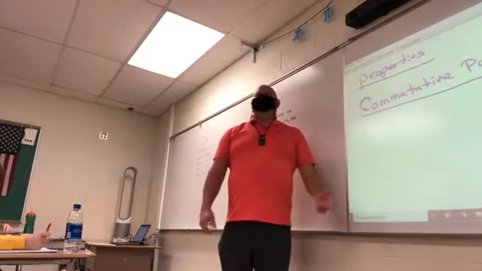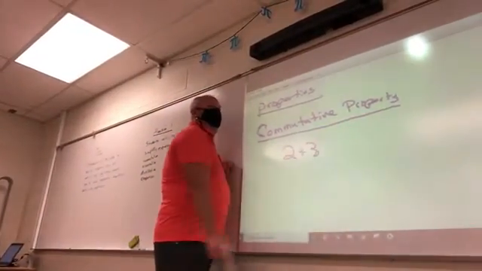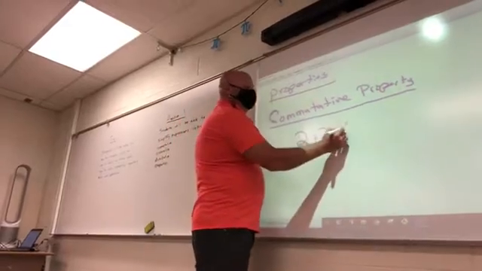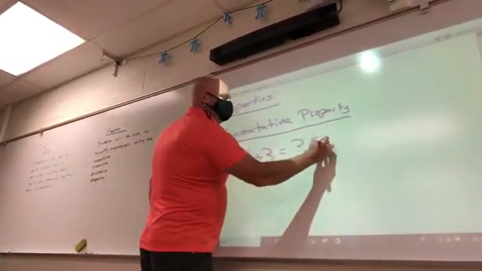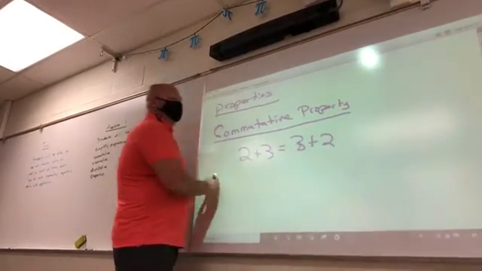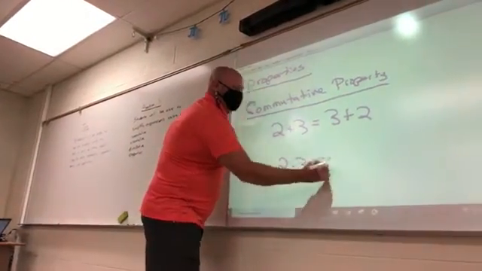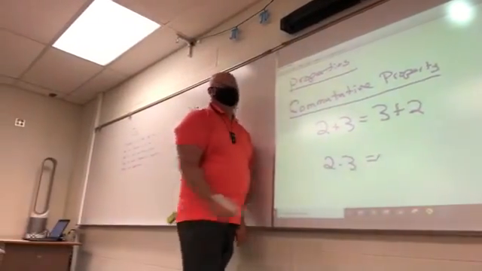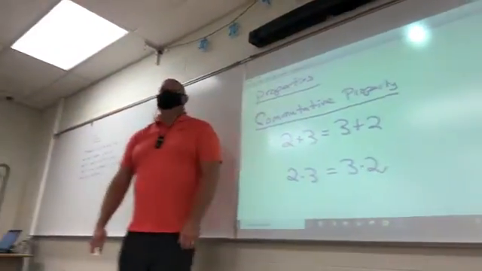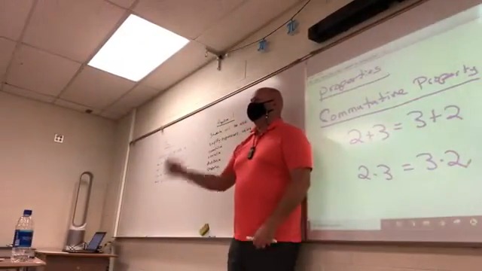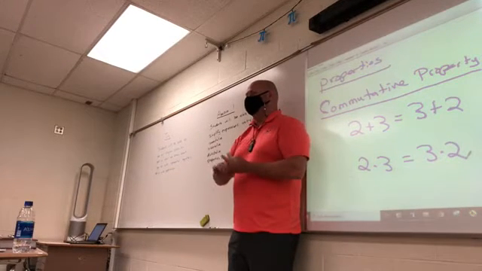So the commutative property basically says, if you want to do 2 plus 3, what is that actually going to be the same thing as? 3 plus 2. Those two things are the same. And then also you could do 2 times 3 is the same thing as 3 times 2. We technically have two different commutative properties. We have a commutative property of addition. We have a commutative property of multiplication.